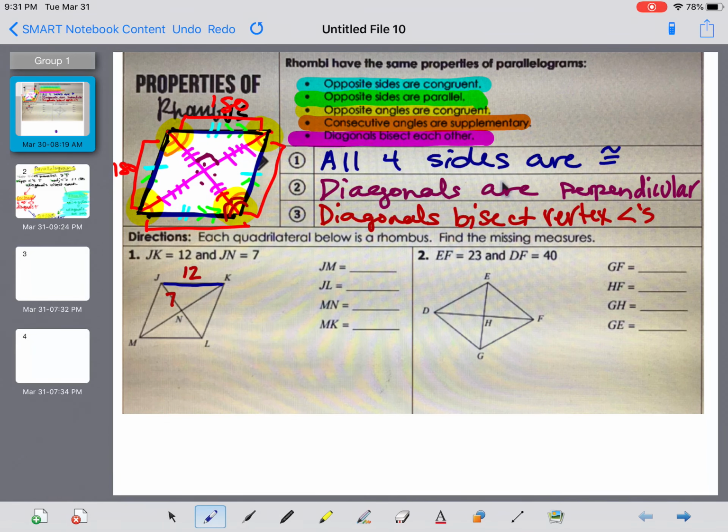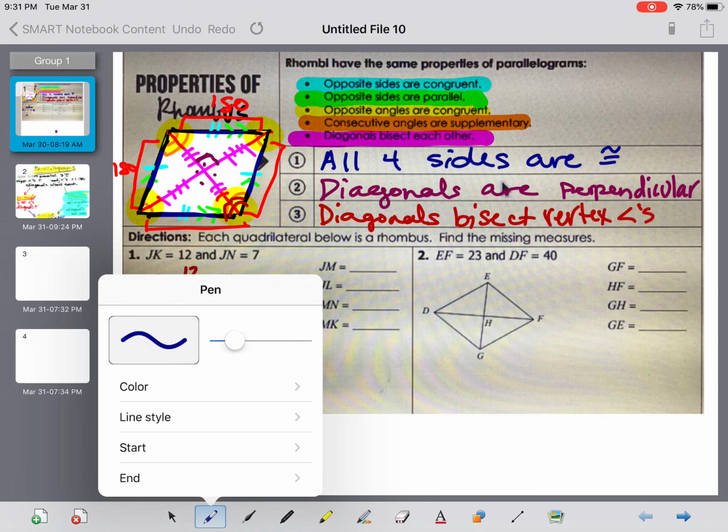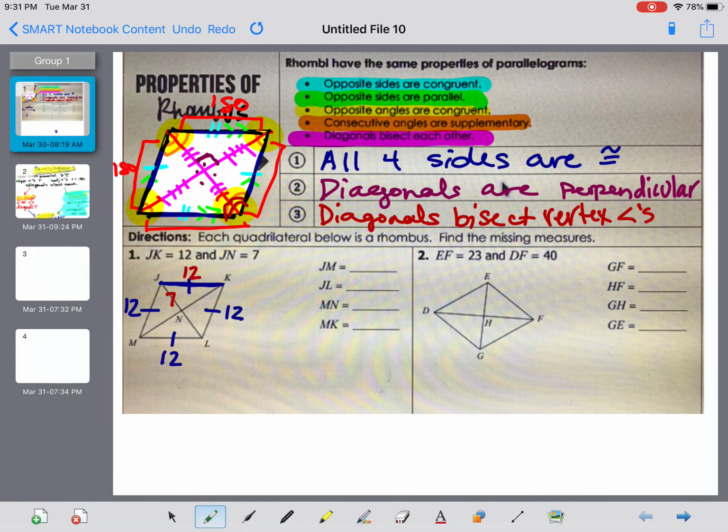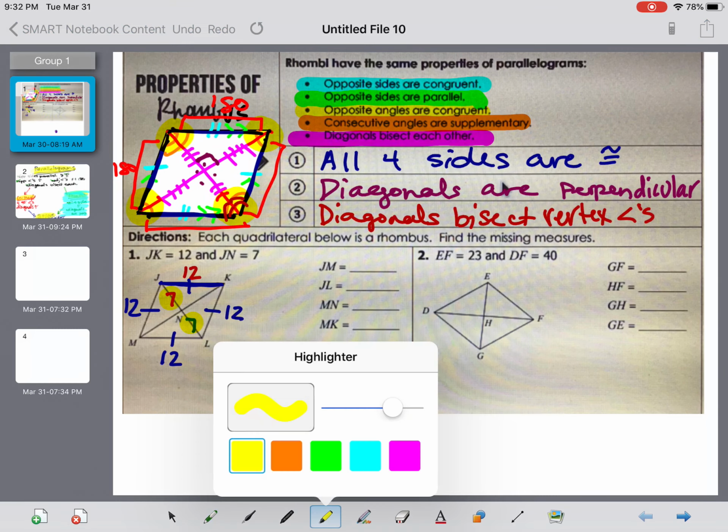I apologize. Okay, again, I know that if this side is 12 and this is a rhombus, then that means that all 4 sides are equal, which means if that side is 12, this side has to be 12, this side has to be 12, and this side has to be 12. I also know that the diagonals are bisected, which means if this piece right here is 7, this piece over here has to be 7 as well. Other than that, I don't have any other information about this rhombus, so let's see if we figured everything out.